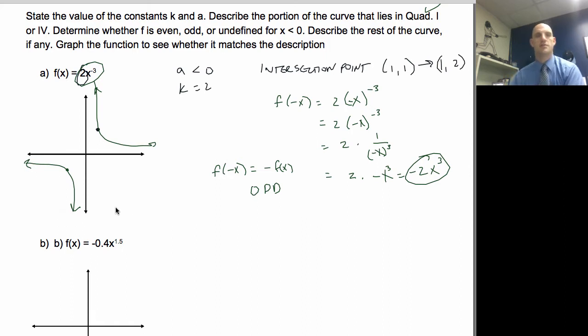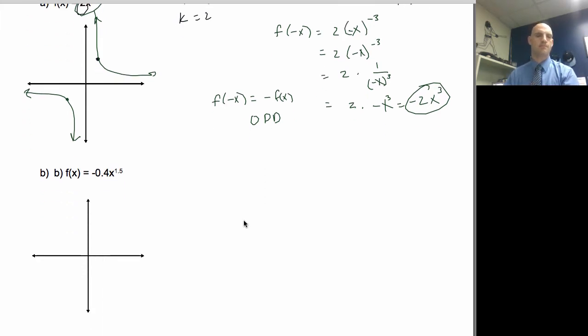Okay, so what did I just do? Determine the part that's in the first quadrant using my intersection point and my general graph based on what my exponent is. Then determine if it's odd, even, or neither to determine what it looks like. Let's do one more example.